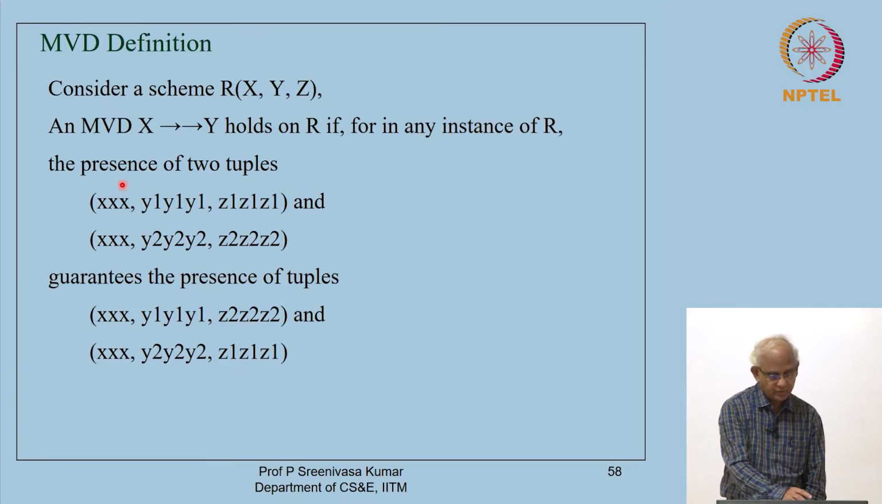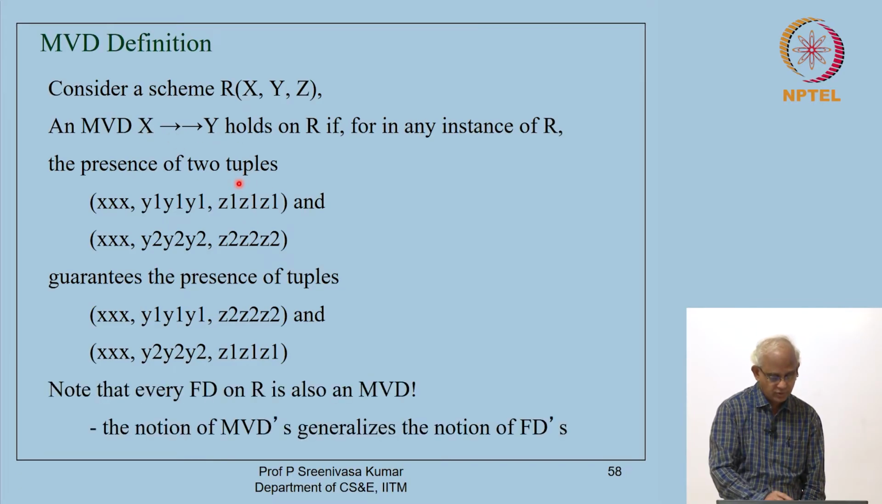If the presence of these two tuples always guarantees the presence of these other two tuples, then we say that the MVD X multi-determines Y holds on that relation. And there is a symmetry in this definition, so if X multi-determines Y holds, then X multi-determines Z also holds.